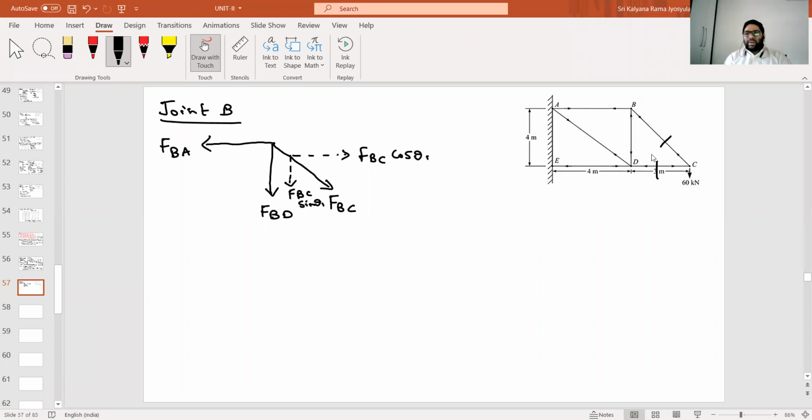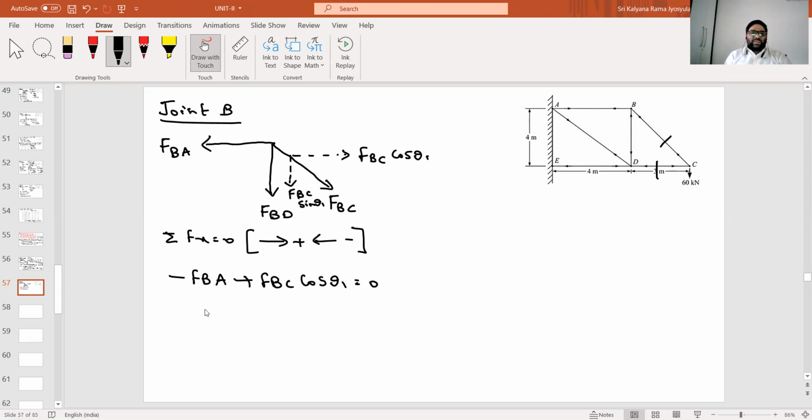Now what all we know? We know CD and CB. So let us try to take sigma Fx, FBA and FBC directly. Sigma Fx is equal to 0, this is positive, this is negative. So now we need to substitute all the values. So minus FBA plus FBC cos theta 1 is equal to 0. FBA is equal to FBC cos theta 1.